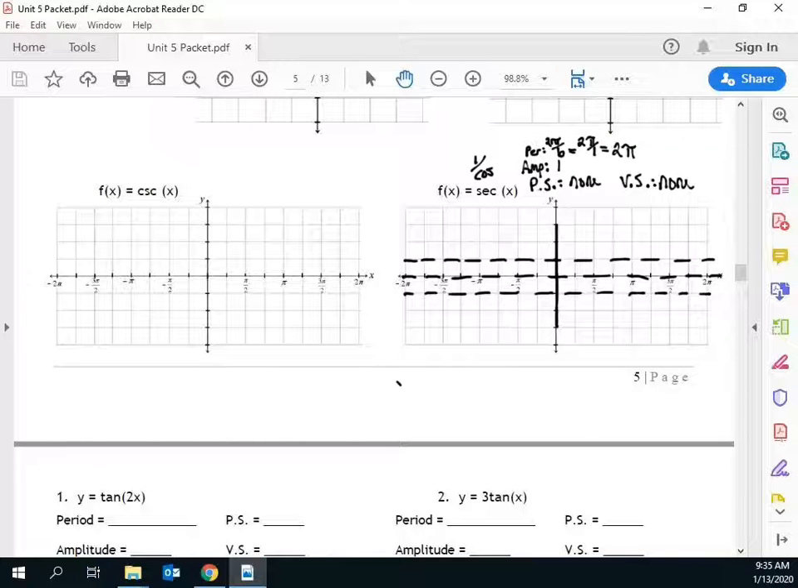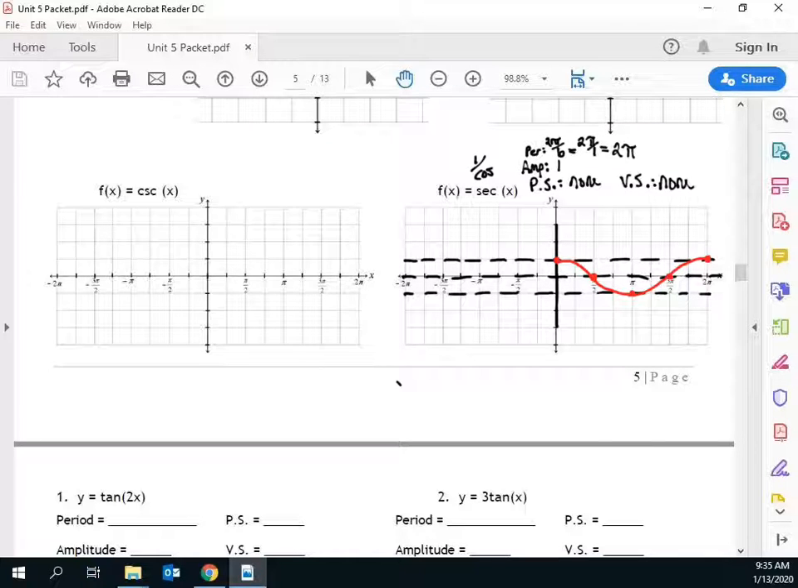Cosine. Does it start at max, middle, or min? Max. Cosine starts at the max, so it starts at the top. Here. And we'll go back up to the top how far? 2 pi. What happens in the middle? Min, good. What happens in between those? Remember, guys, we're looking at that for a cosine function.